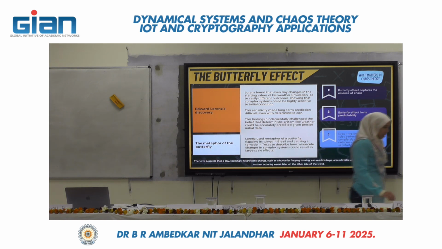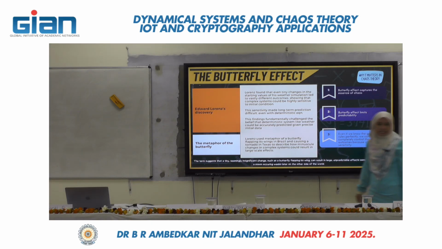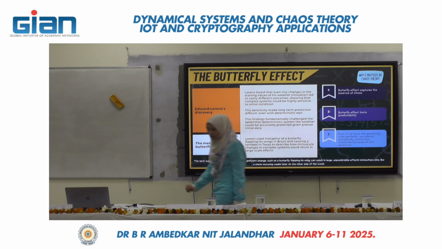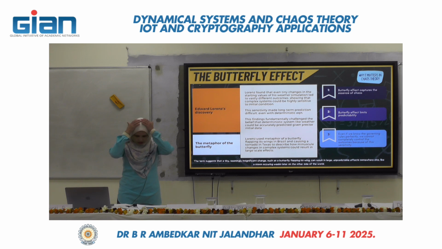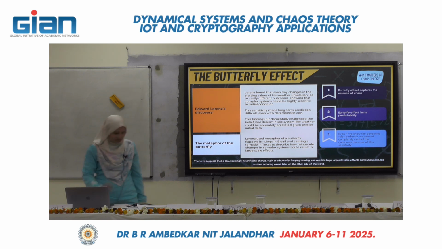We just want to mention that the butterfly effect captures the essence of chaos. The butterfly effect limits predictability, and even if we know the governing rules perfectly, we cannot completely control the outcome because of this sensitivity. Okay, so the system's future will diverge from a very tiny difference. So that is what we call the butterfly effect.